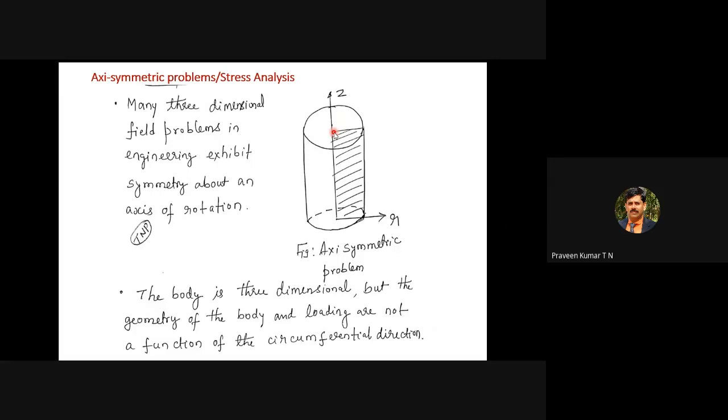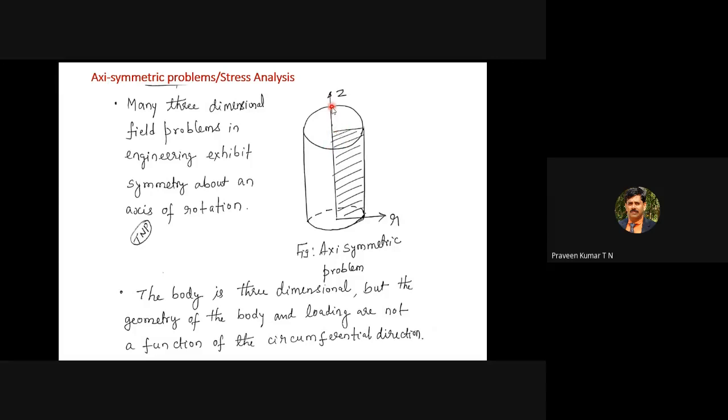If the stress is 0 here at the center, where r is equal to 0, the stress may be maximum at the outermost radius r naught. The stress along the z direction also varies. The stress along the radial direction also varies, but the stress or strain along the tangential or circumferential direction remains constant irrespective of the angle theta.